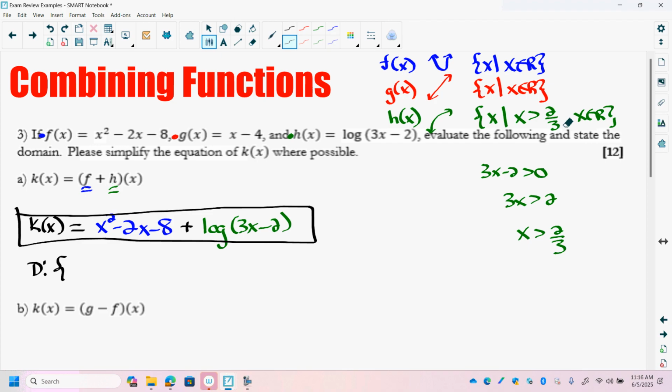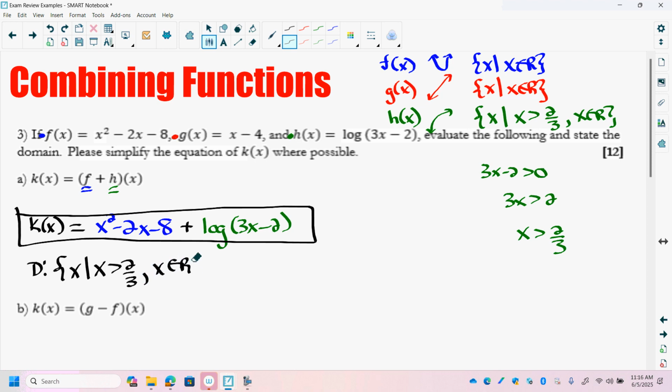What numbers would be common to both? Greater than 2/3, that's right. X such that x is greater than 2/3. I couldn't use something less than 2/3, like I couldn't use 0. Yes, 0 would be in this domain, but it's not in this one.